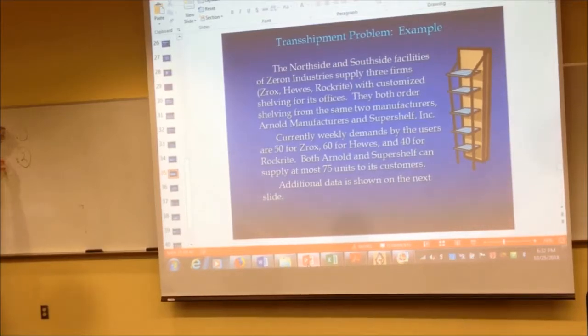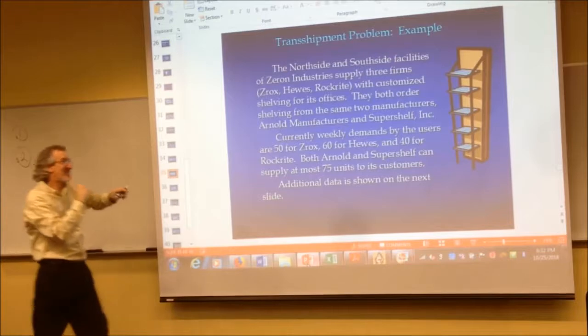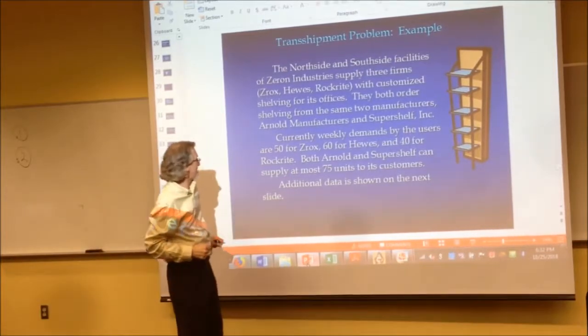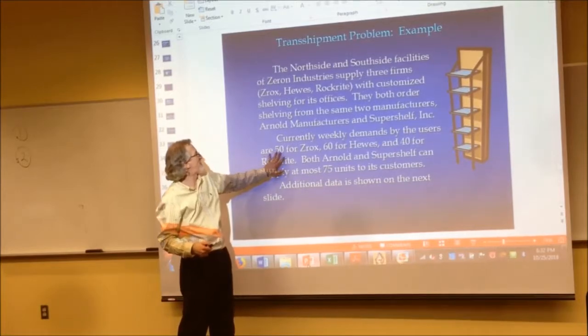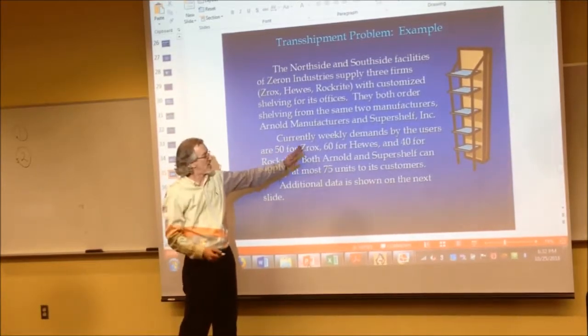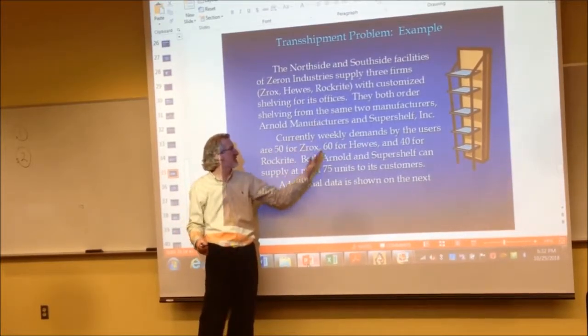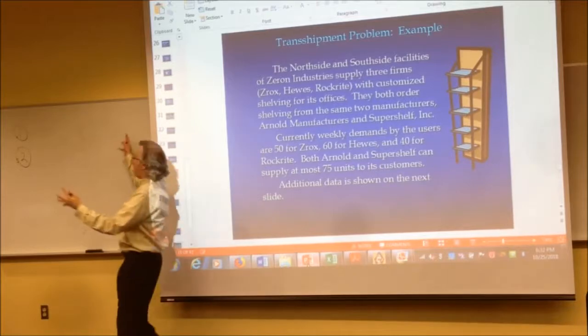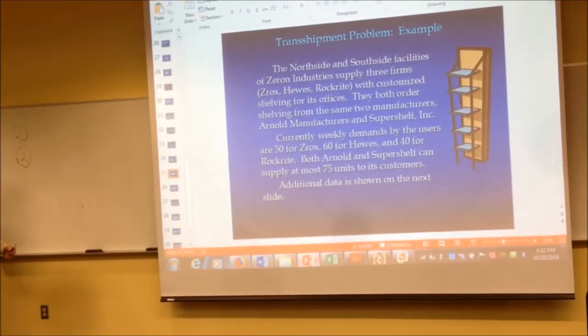What goes on the outside in this particular problem? No, not 1. Matter of fact, I didn't read it yet, did I? It says, currently, weekly demands by the users are 50 for Xerox, so this is going to be a weekly thing. We're planning our week. 60 for Hughes, 40 for Rockwright. What is Xerox, Hughes, and Rockwright? Where are they at in this big picture? Not in the middle. On the right, they're the customers.